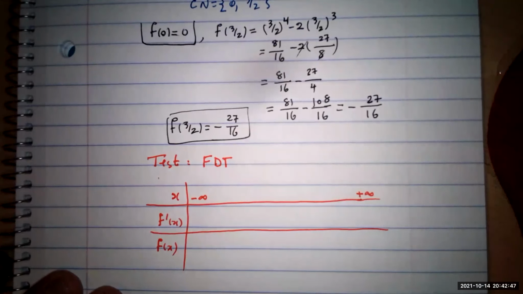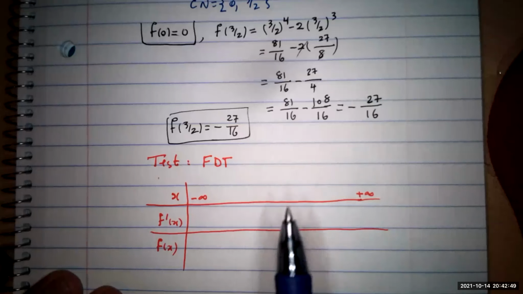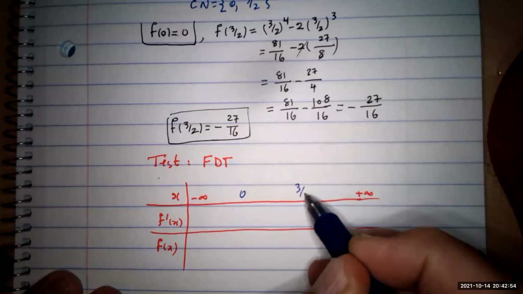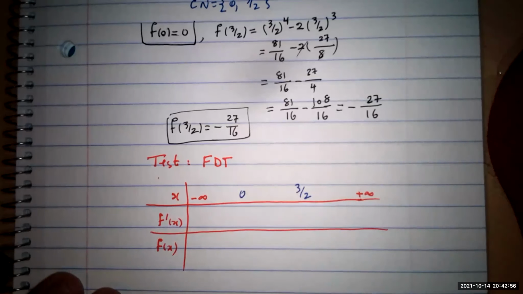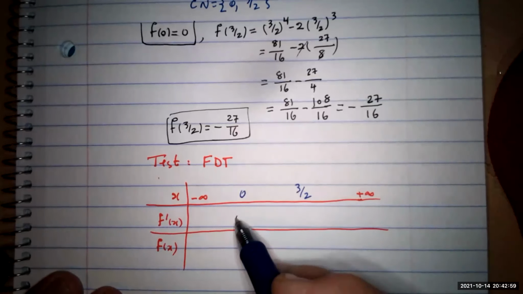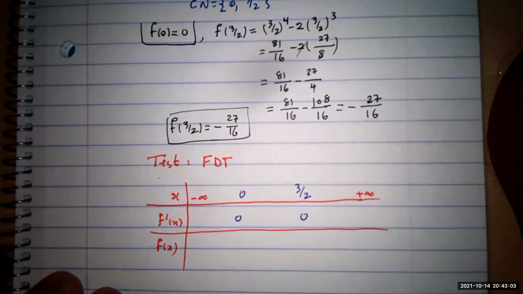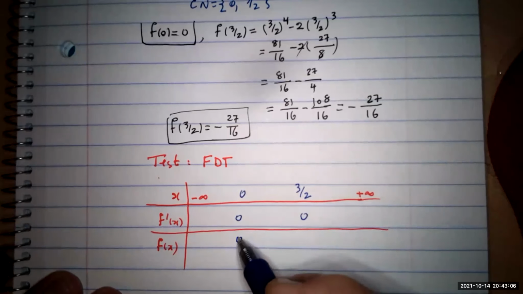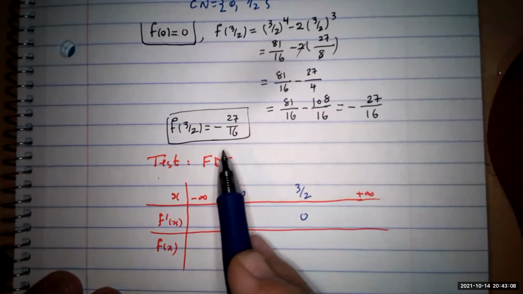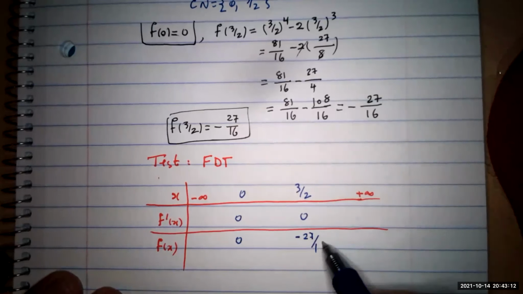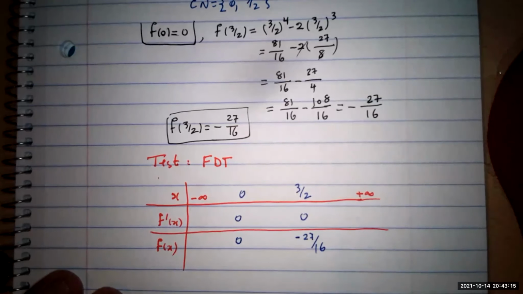Now, there are only two critical numbers: 0 and 3/2. So F prime is 0 at these two places. F of 0 is equal to 0, and F of 3/2 is a negative number. So you have to check the sign here. You have to look at your F prime.